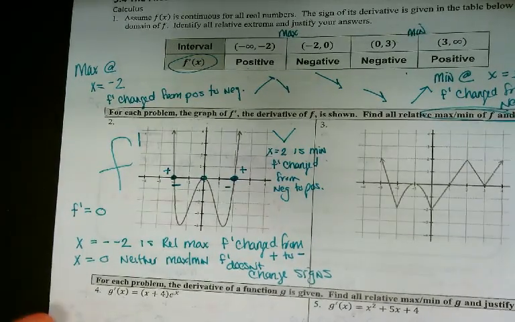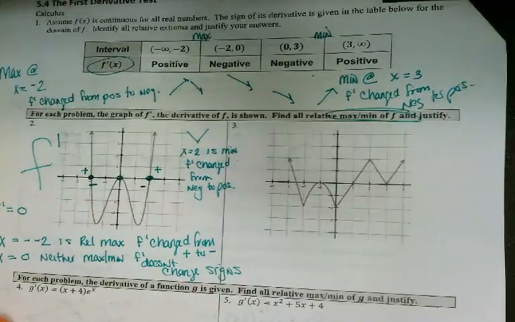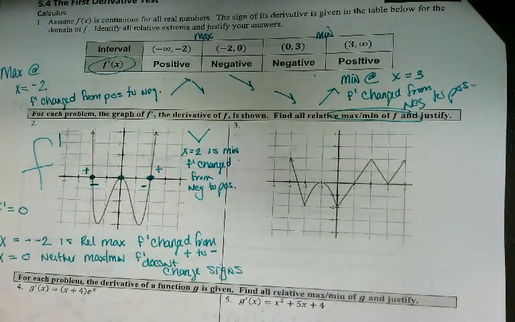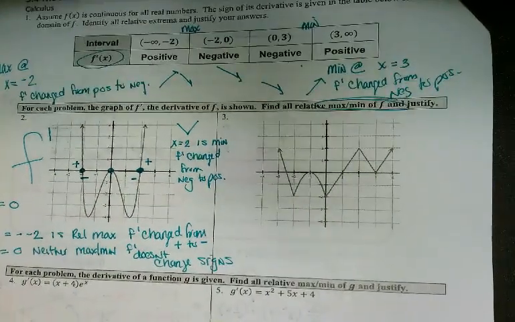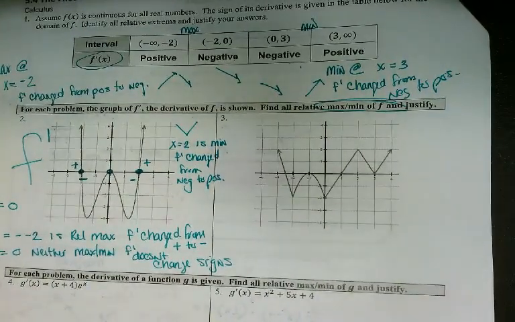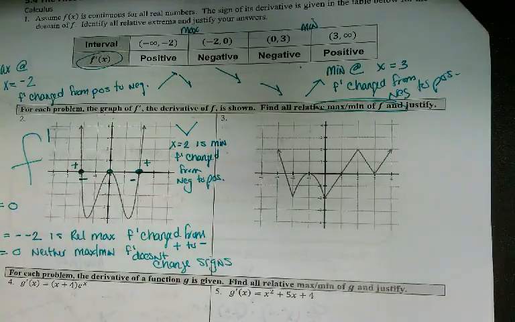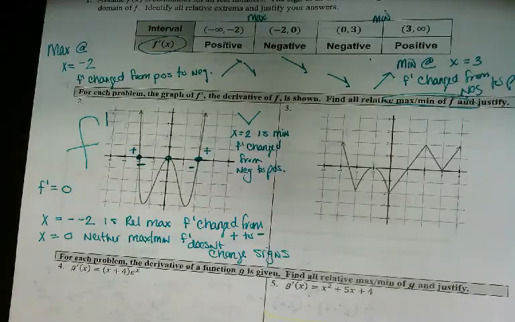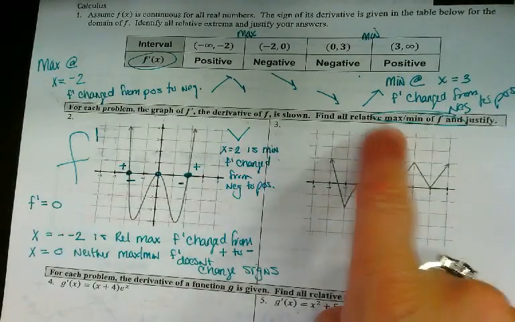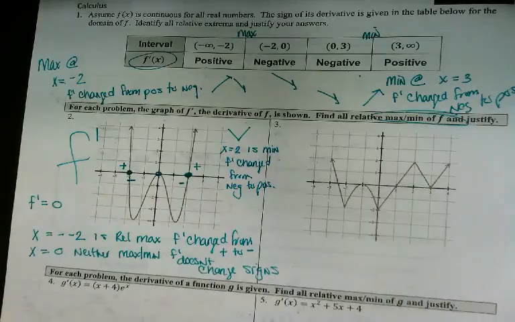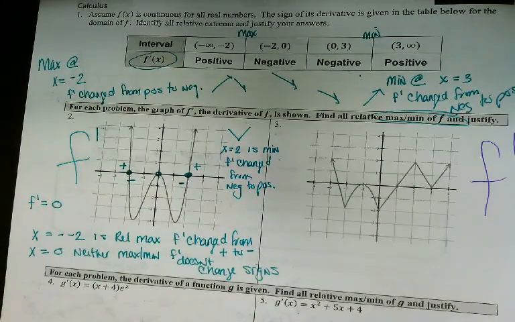All right, you try 3. There's not a ton of room to write here, but just identify your critical points and if they are maxes or mins. This is a graph of f prime, and yeah, they're both f primes. So this is f prime.